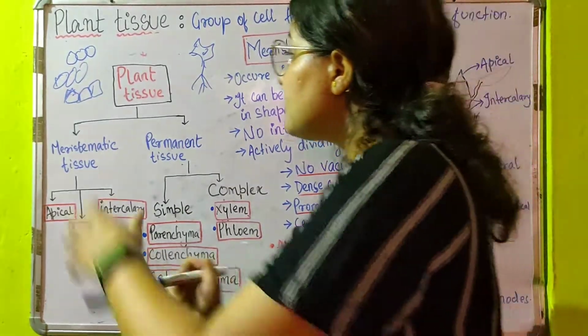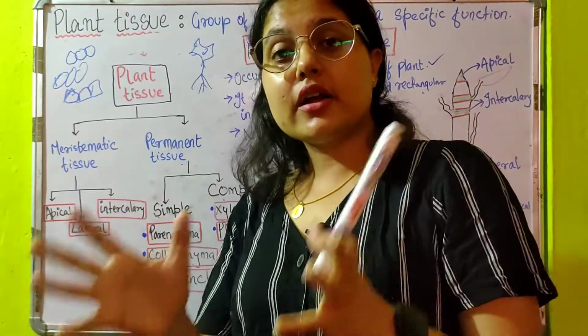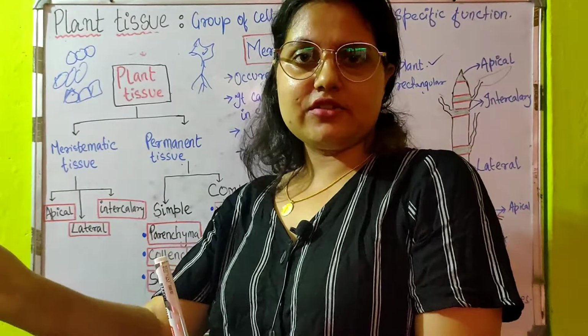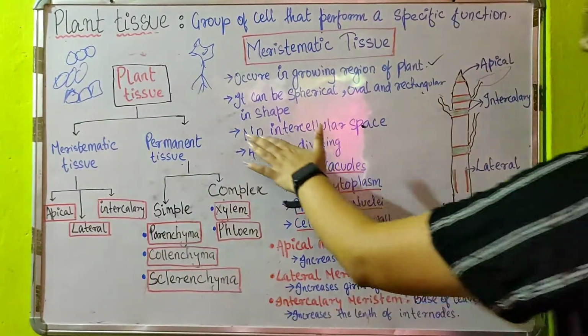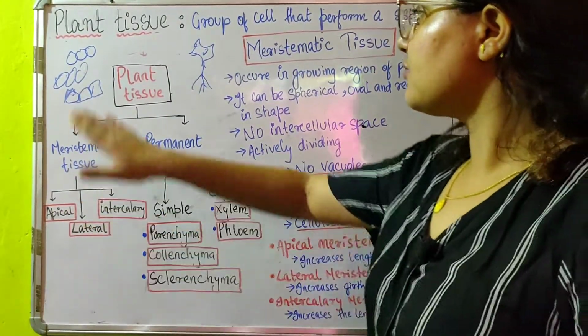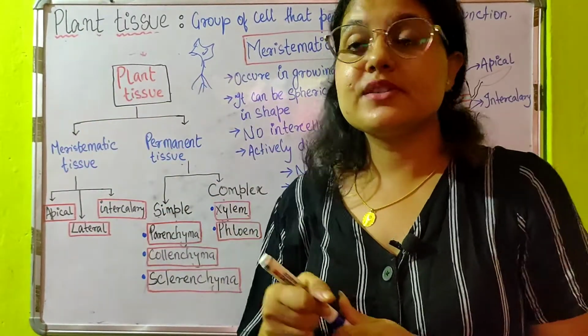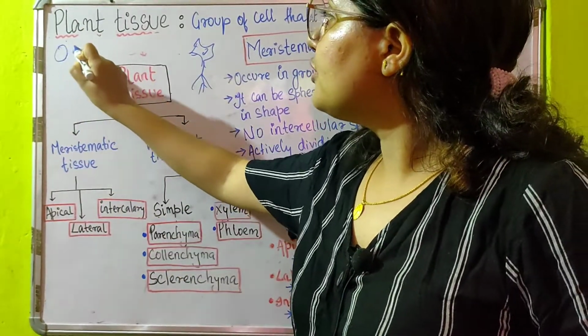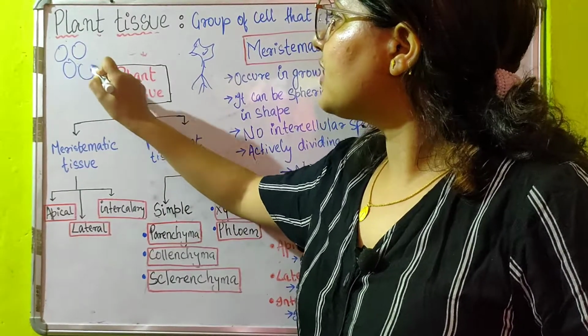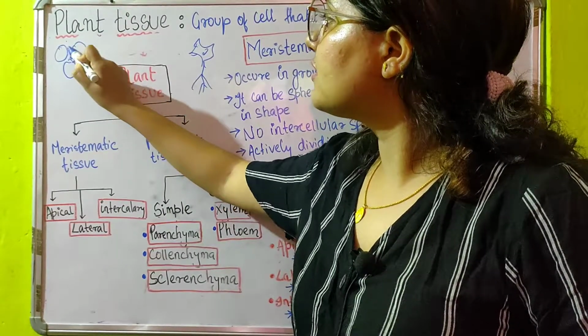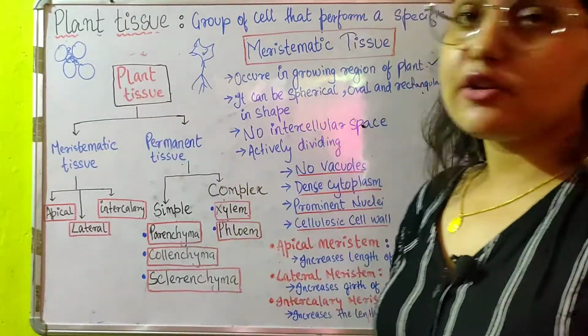That means this tissue has not yet attained specialization. There are no intercellular spaces. When we talk about intercellular spaces, it means the space between two cells. Two cells, three cells, all this space between them, these are the intercellular spaces.